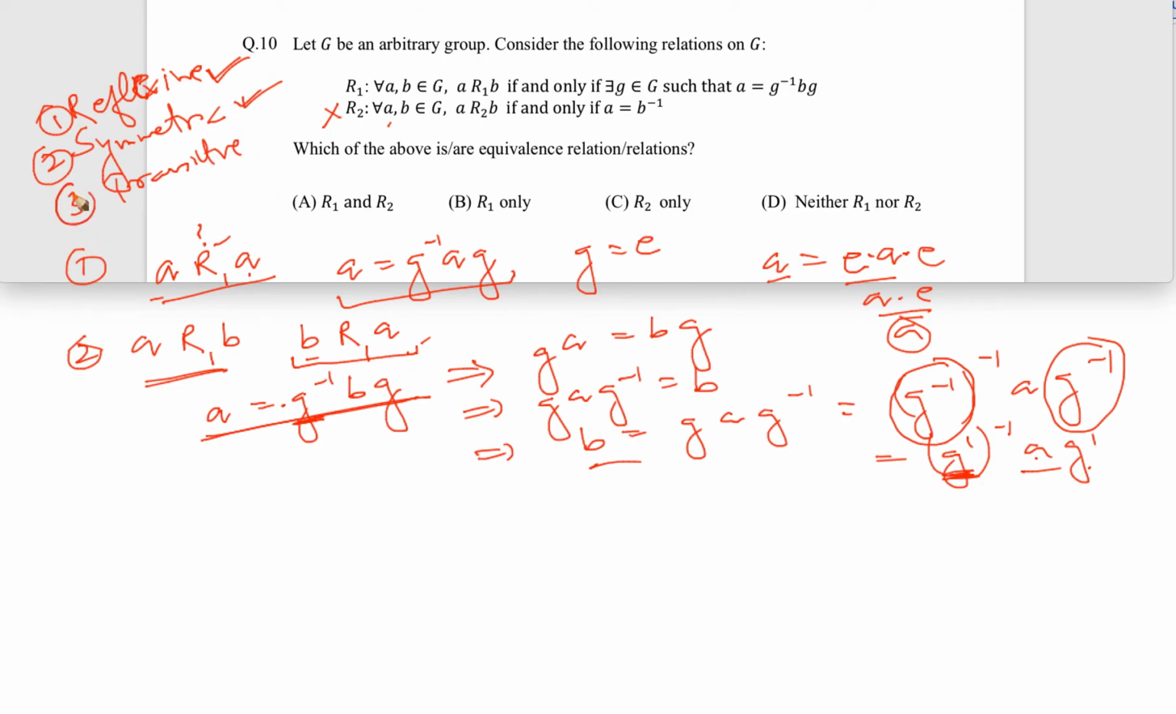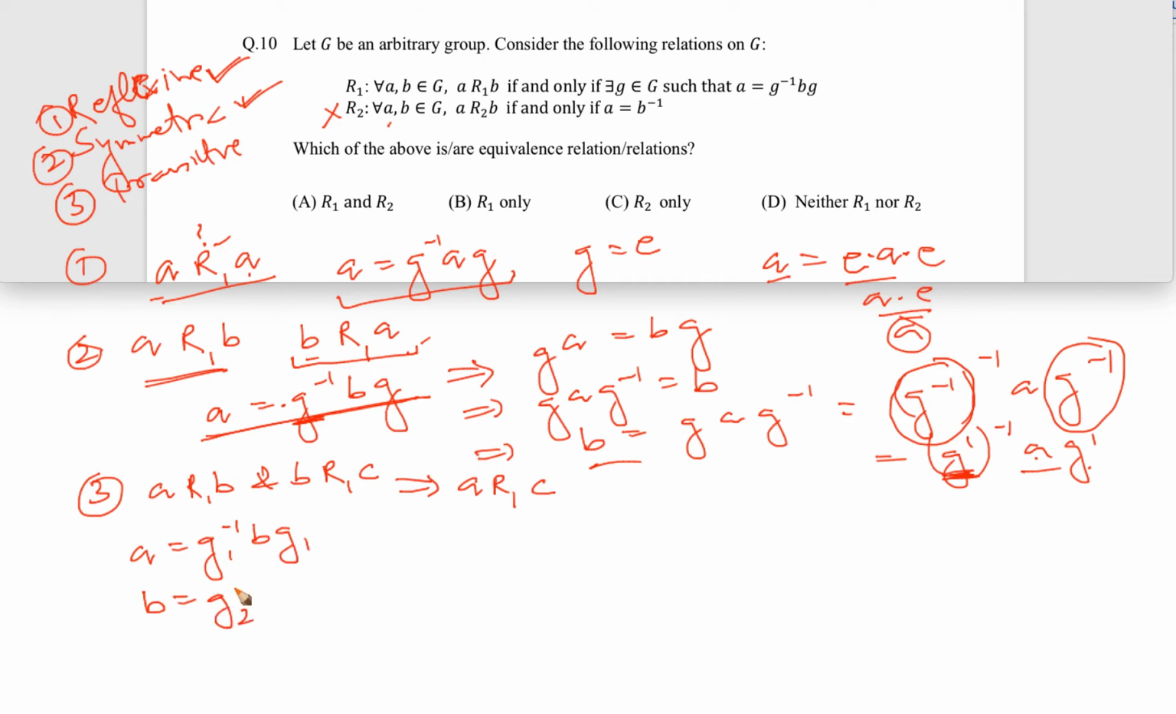What about transitive? If this thing holds, then this is an equivalence. Turns out it is transitive also. Let's see how. Transitive means what? A is in relation with B, that's already given, and B is in the same relation with C, that is also given. Can you deduce that A is in relation with C? Turns out you can. See how. If A is in relation with B, then A is equal to some G1 inverse into B into G1. Similarly, for B, there will exist some G2 such that B is equal to G2 inverse into C into G2.